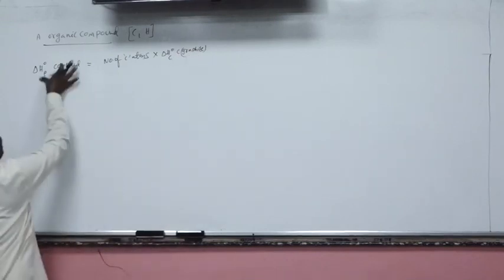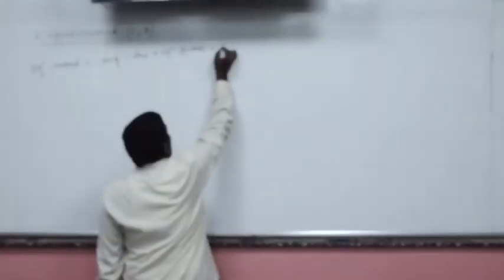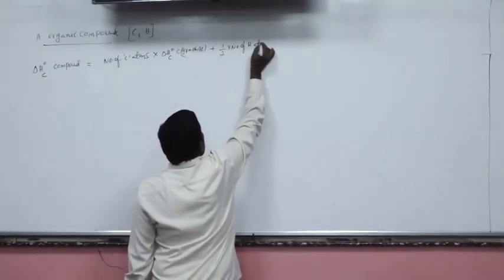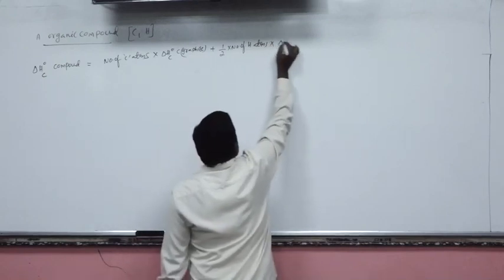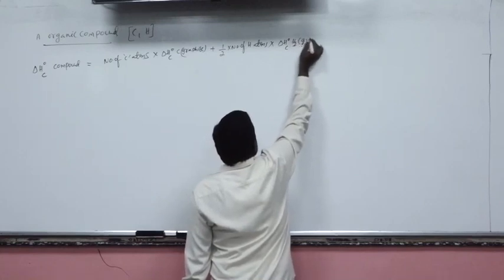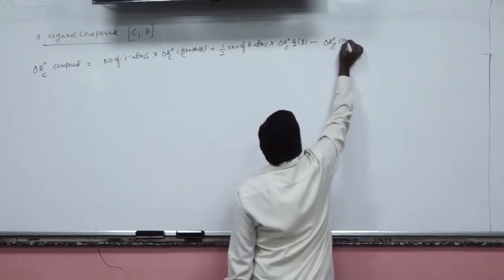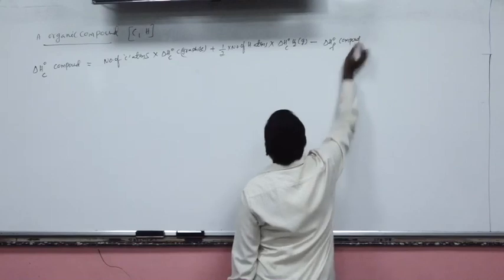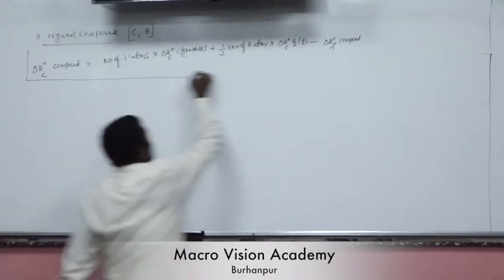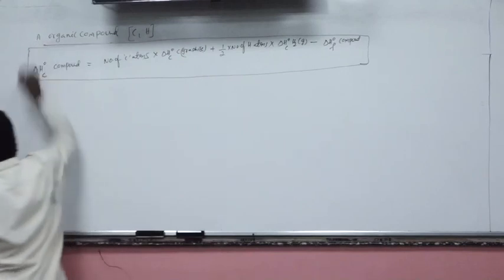If you want to calculate the enthalpy of combustion, so combustion plus 1 by 2 into the number of hydrogen atoms multiplied by the standard enthalpy of combustion of hydrogen gas, minus the standard enthalpy of formation of that compound. This is a very useful formula whenever enthalpy of combustion is given and enthalpy of formation is asked, or vice versa.